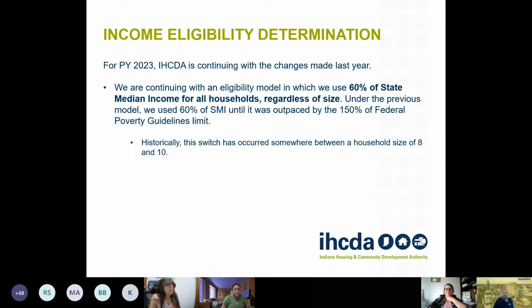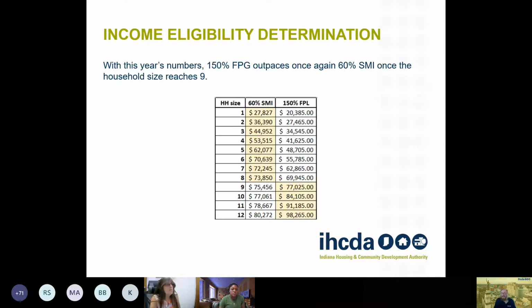So for program year 2023, we are going to continue with the changes that we made last year. As a reminder, we have switched the eligibility model from a hybrid threshold that used 60% of state median income until it was outpaced by 150% of the federal poverty guidelines limit, to just using 60% of state median income for all households. Historically, that outpacing of the federal poverty guidelines has occurred somewhere between household sizes of 8 and 10.